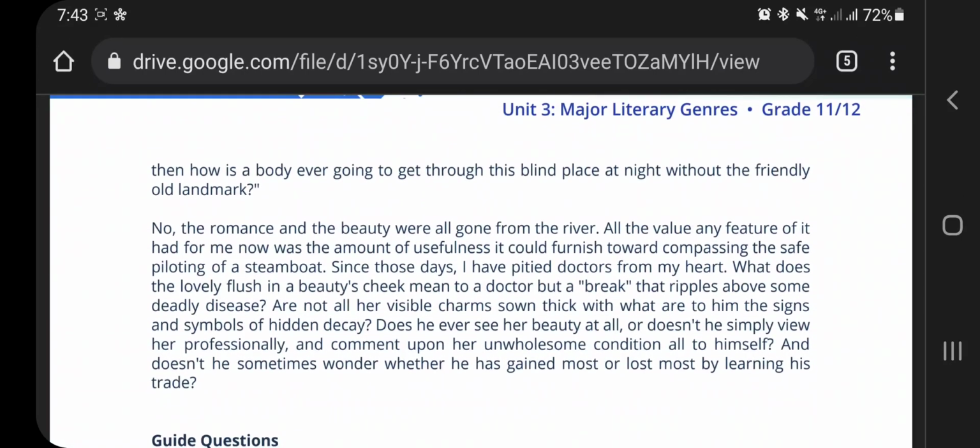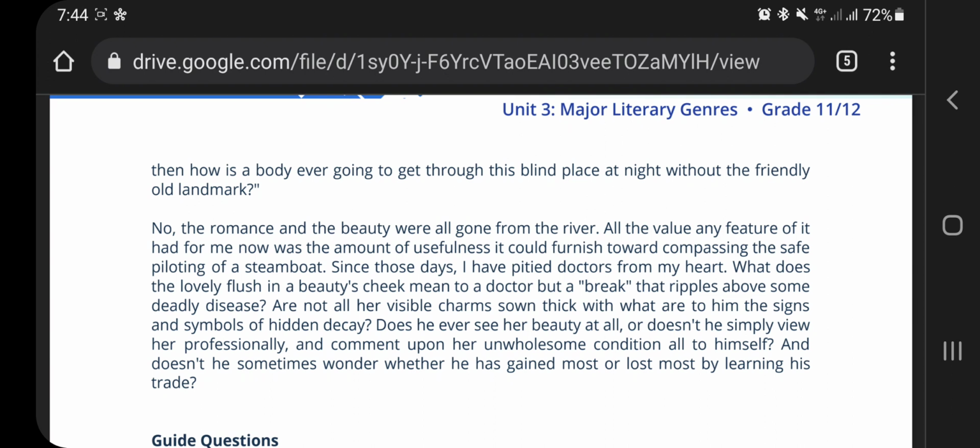And then how is a body ever going to get through this blind place at night without the friendly old landmark? No, the romance and the beauty were all gone from the river. All the value any feature of it had for me now was the amount of usefulness it could furnish toward compassing the safe piloting of a steamboat.